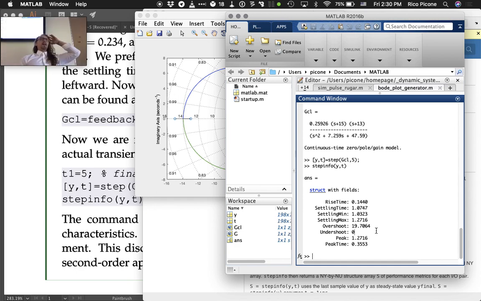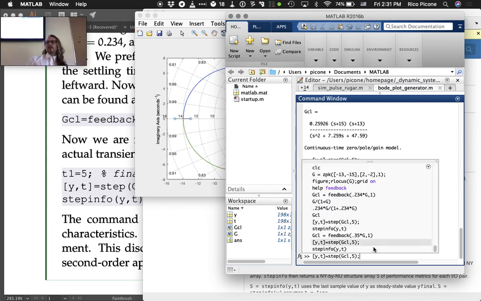Oftentimes, you want it to be below something or above something. So probably we want to be less than 20% overshoot. But we're pretty right on the money for overshoot now. So now we've got the overshoot that we want using this gain of 0.35. And our settling time is 1.07. If we keep increasing the gain, we'll keep decreasing the settling time, but we're going to move away from this percent overshoot value of 20%.